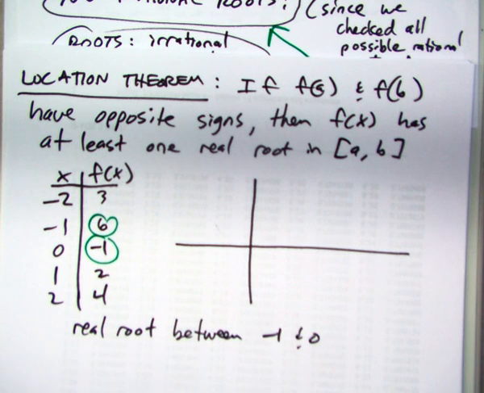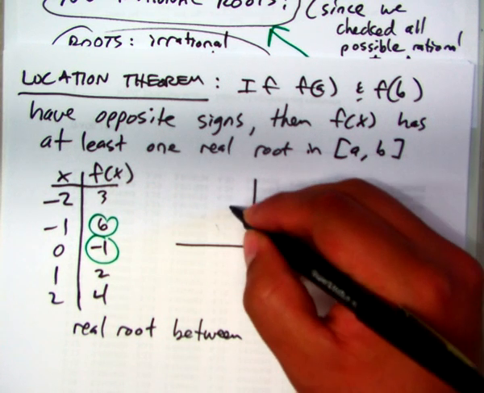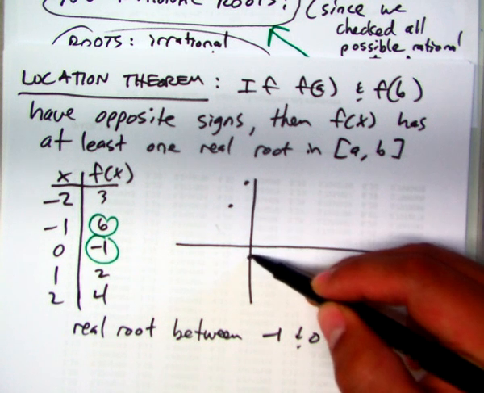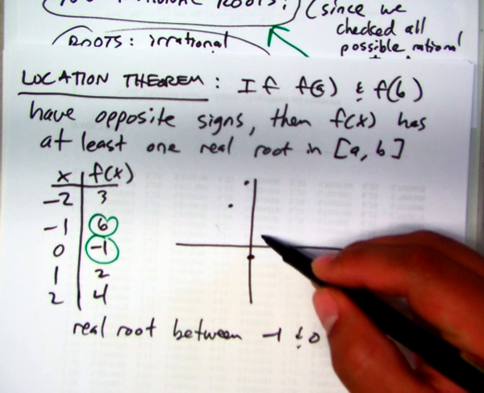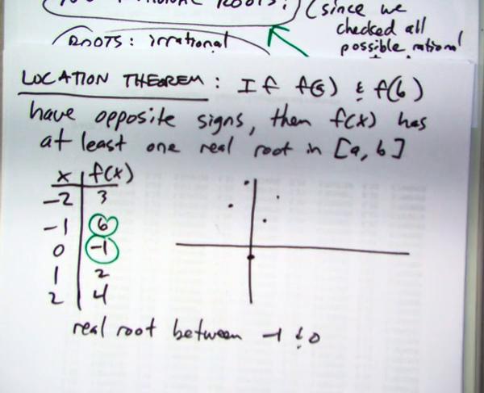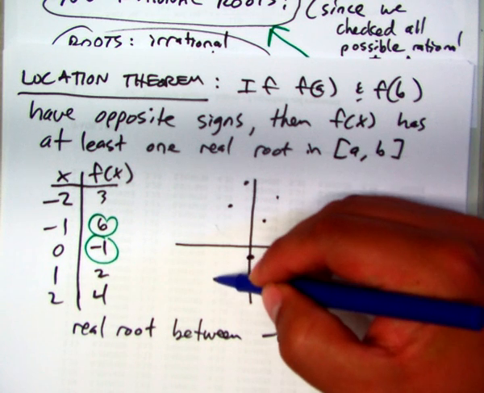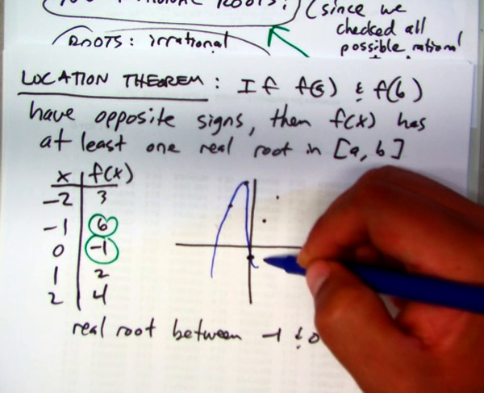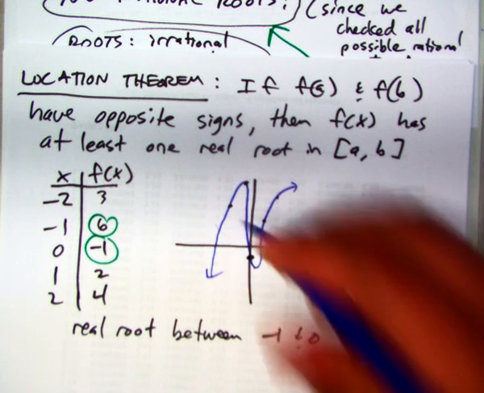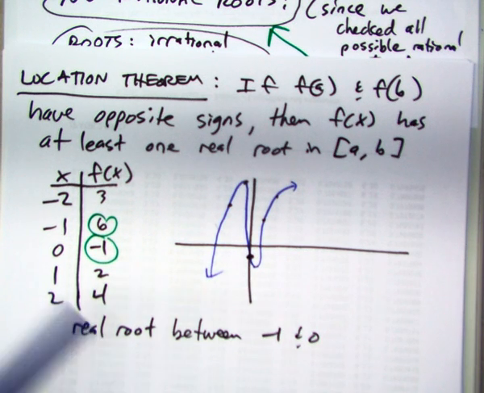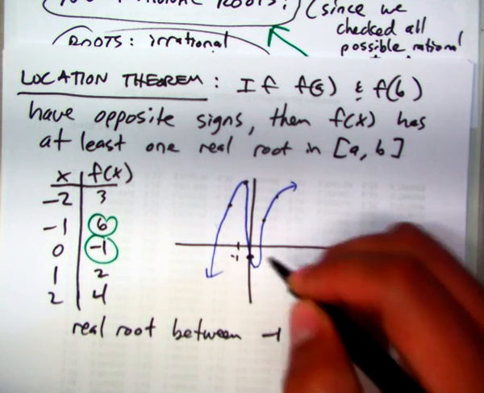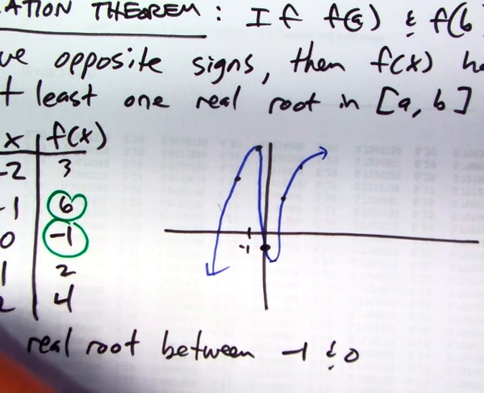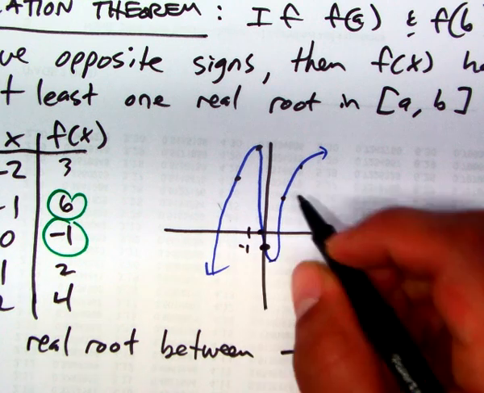So if you actually graph this, you know, (-2, 3), (-1, 6), (0, -1), (1, 2), (2, 4), maybe the polynomial looks something like this. Who knows what it looks like. But right here, at -1, if you zoom in close enough, you can see that it hits the x-axis, right here. Somewhere between -1 and 0.